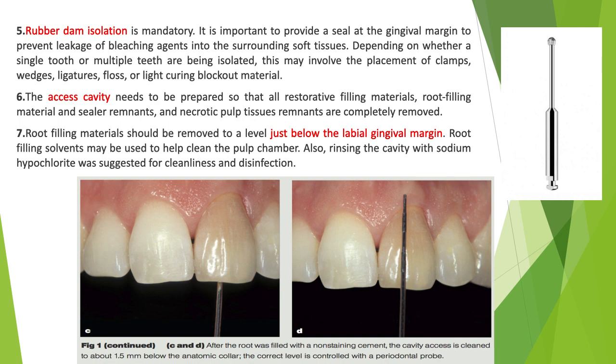After that, we reduce the gutta percha or the root filling material to about 2 millimeters below the cemento enamel junction. And we can verify this by using a periodontal probe. So we can use it inside the tooth and outside the tooth to check the level of the root filling, the coronal extent of the root filling. We can use a slow speed long neck round burr to reduce the root filling material.